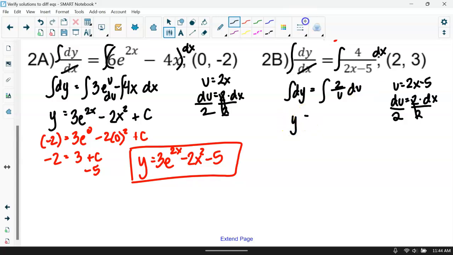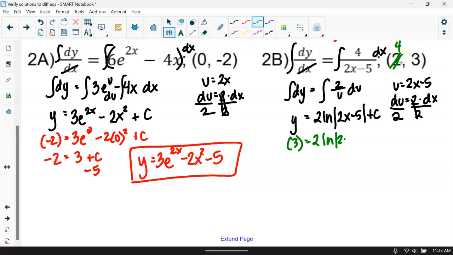So that means here y is equal to 2 times the natural log of u, which is 2x minus 5 plus c. So then here y is 3, which is equal to 2 times the natural log of 2 times 2. Oh, wait, hold on. Sorry, I realized that was a typo. I apologize. X was supposed to be 4 here.